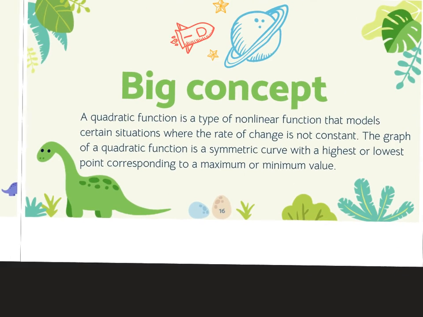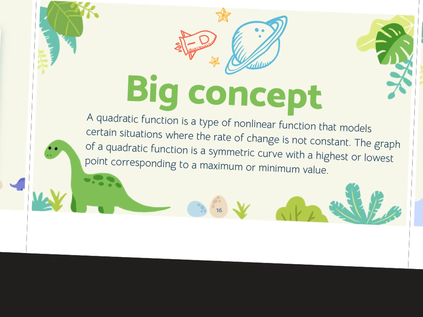So basically, the big concept of this lesson is a quadratic function is a type of a non-linear function. So remember, linear means straight line. So non-straight line, that models certain situations where the rate of change is not constant. The graph of a quadratic function is a symmetric curve. It means it can fold in half, with a highest or lowest point corresponding to a maximum or minimum.